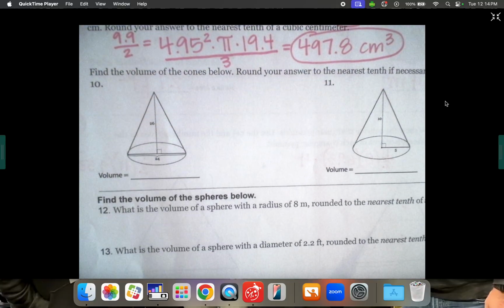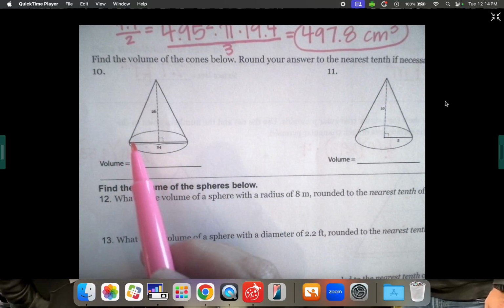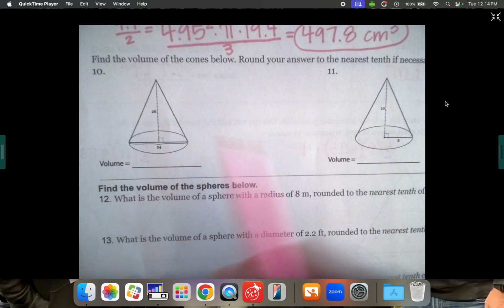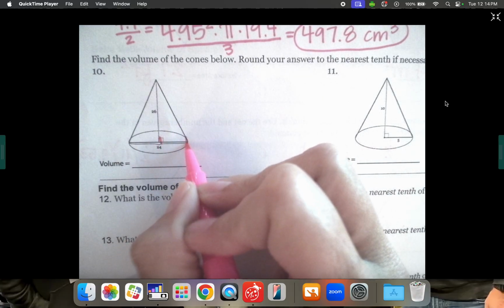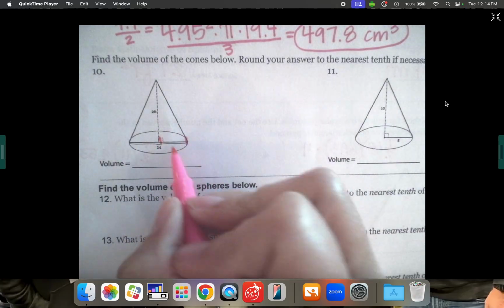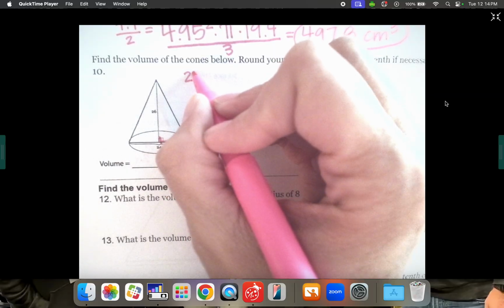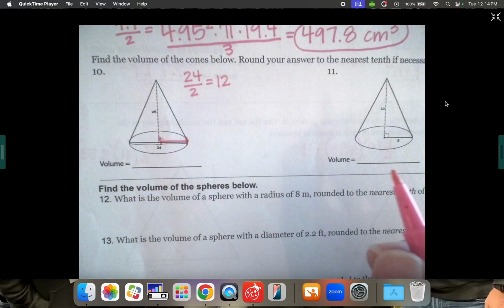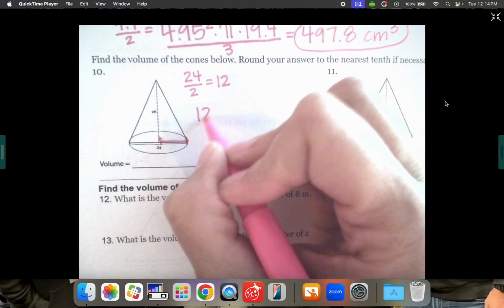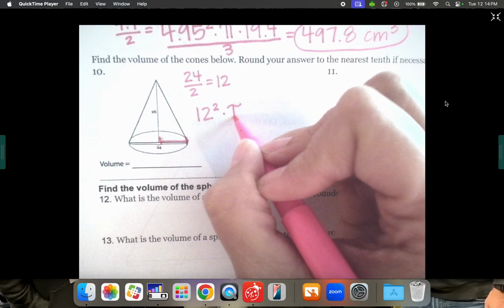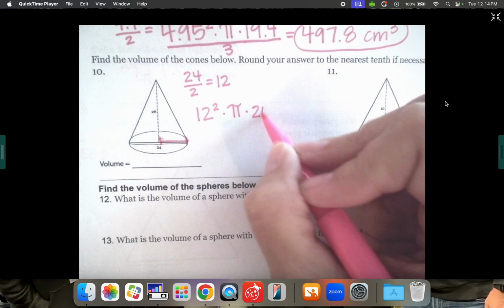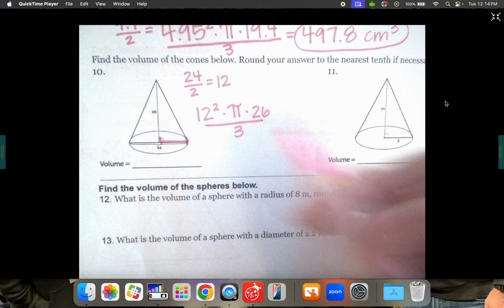So you will have some on your test that look like this too. This is the whole diameter, 24. Can't use that. We only need the radius. So the very first thing you should have done is taken 24 and divide by 2, which is 12. And we'll use that. So 12 squared times pi times the height, which is 26, divided by 3.